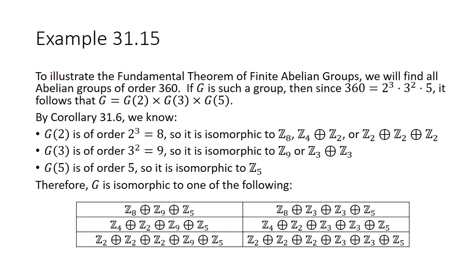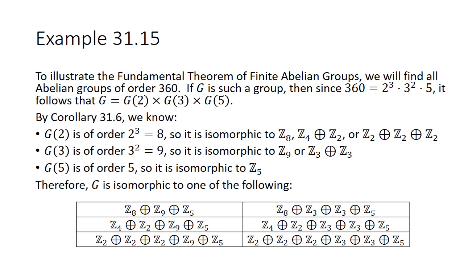Okay, so let's look at example 31.15. To illustrate the fundamental theorem of finite abelian groups, we will find all abelian groups of order 360. If G is such a group, then since we can factor 360 into 2 cubed times 3 squared times 5, it follows by that last theorem that G is the internal direct product of G(2), G(3), and G(5). Those are some subgroups of G. We don't know exactly what they are, but their orders will be 8, 9, and 5 respectively.